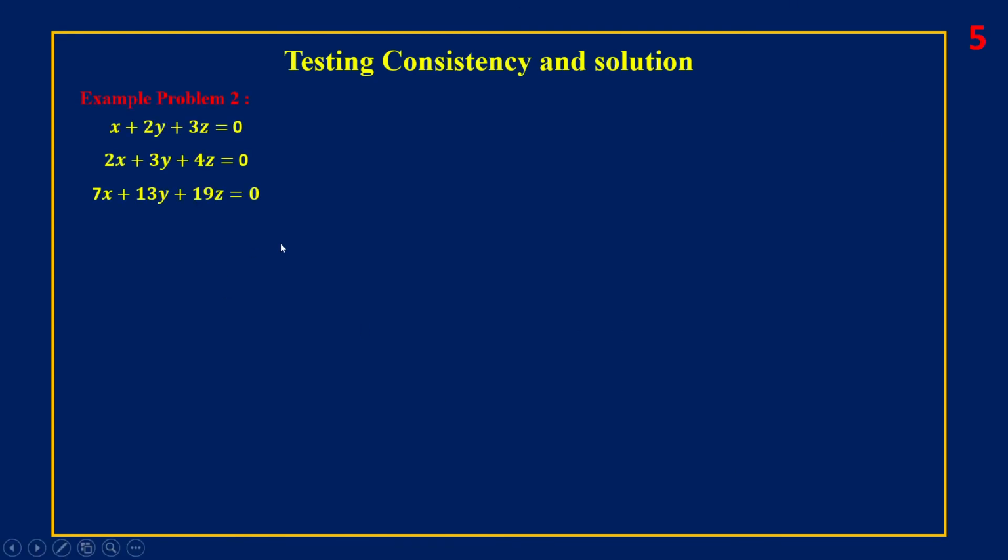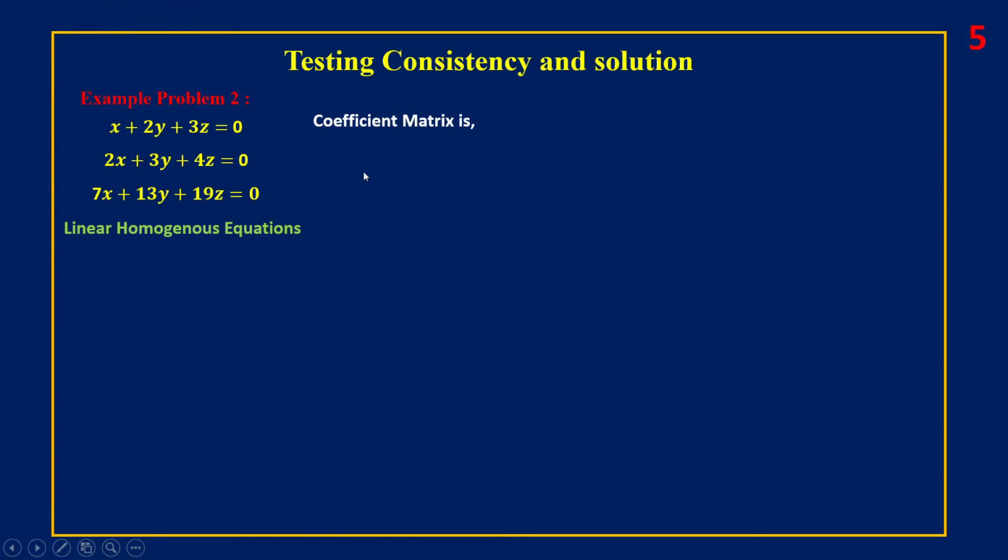This consists of 3 equations. And see here, on the right hand side, the constant terms are 0. This is one type of linear homogeneous equations. This is a homogeneous system. The methods are the same only. So let me form the coefficient matrix and augmented matrix and find the solution.